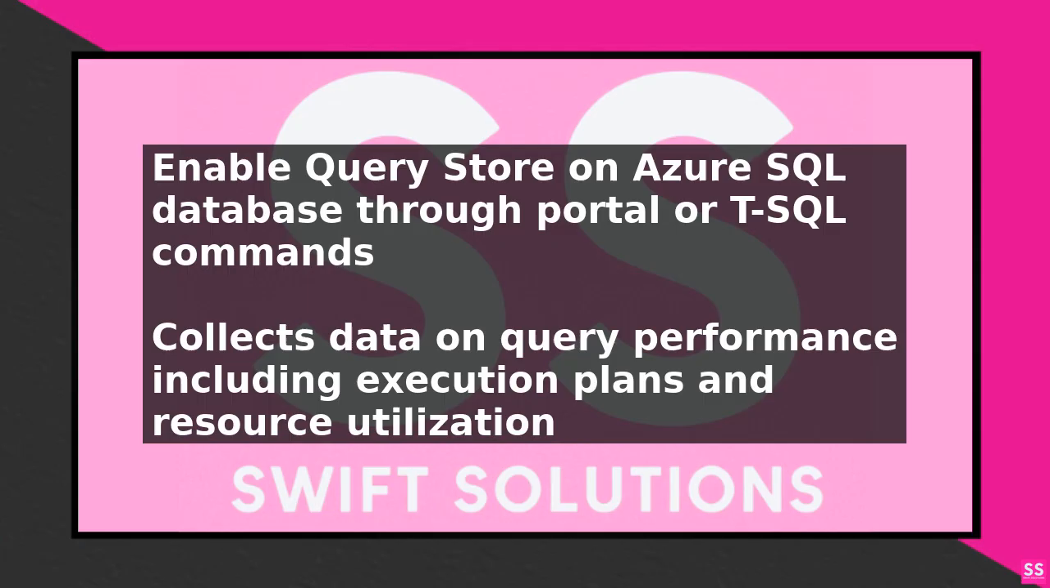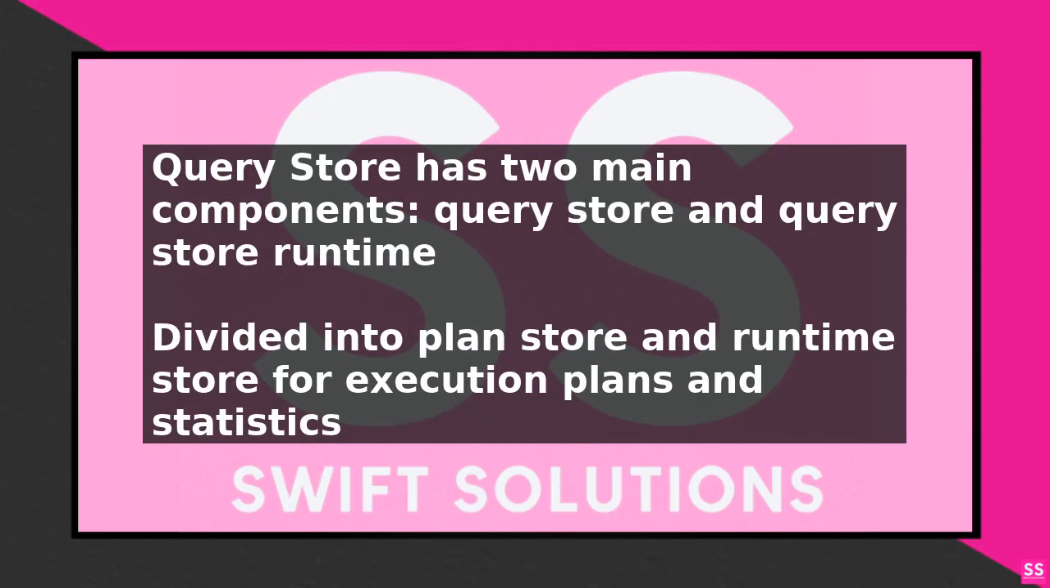The next step is to understand the different components of Query Store. There are two main components: the Query Store itself, which stores the query performance data, and the Query Store runtime, which collects and analyzes the data. The Query Store is divided into two parts: the Plan Store, which stores the execution plans, and the Runtime Store, which stores the runtime statistics.